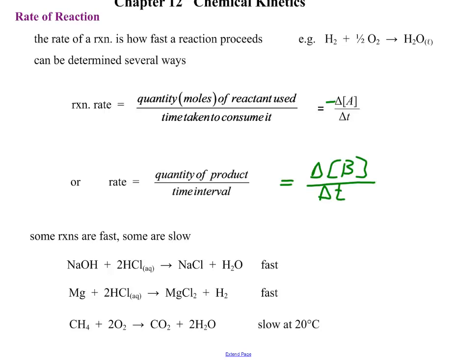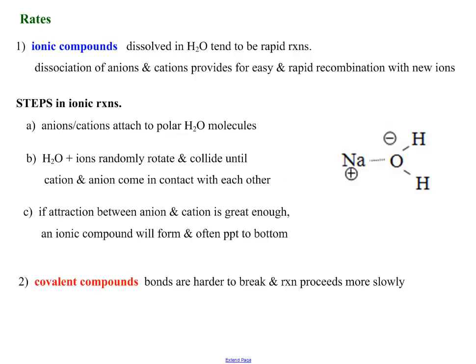So if we look at kind of the general characteristics of rates and what makes them fast, ionic compounds that are dissolved in water, as I said before, tend to be really rapid reactions. The anions and the cations are already dissociated, and so all you have to do is put them together. In terms of steps that we're going to look at for a reaction proceeding, first of all, the positive ions, the negative ions, anions and cations, are hydrated.